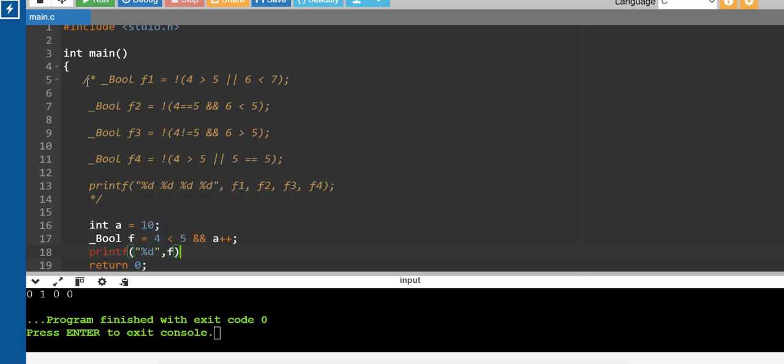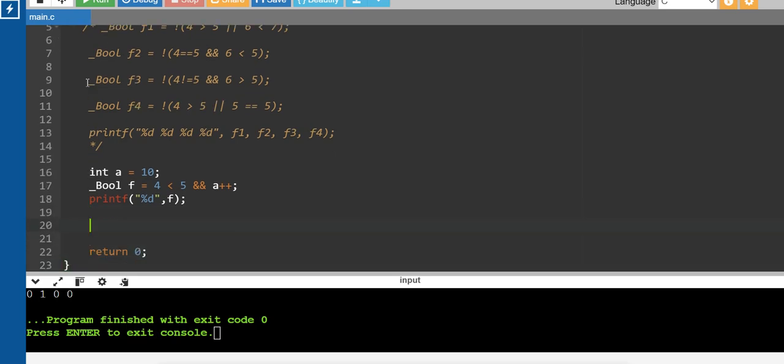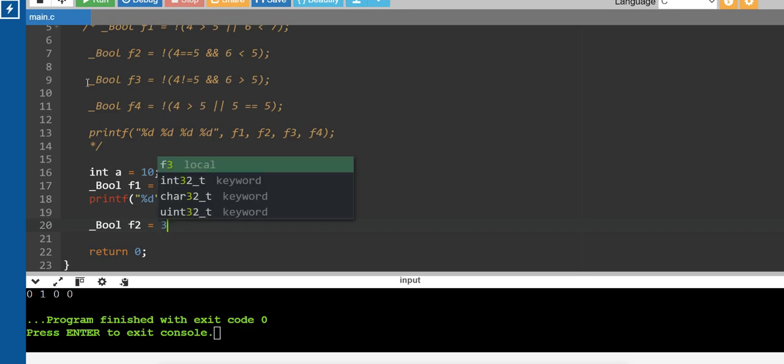Okay, another example, let us just write another example. So let me just consider it as f1 again, f2. Now purposefully I am going to make the left hand side or the first condition of the logical AND false. So I am writing now 3 equal to 5, and I am using logical AND, and I am writing pre-increment operator.